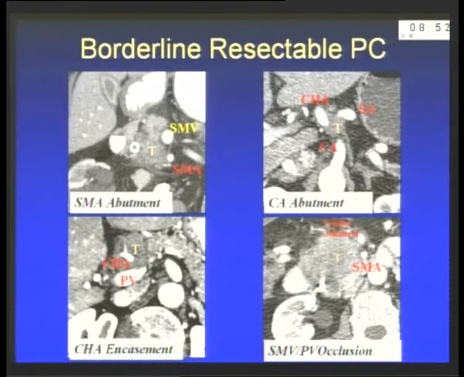These are clearly cases, if we look at this spectrum of anatomically borderline cases, where most surgeons in the room would not be wildly enthusiastic about going to the operating room on Monday to try to resect these patients, and certainly if we were to do so, we would not be going to the operating room with any expectation of an R0 resection.